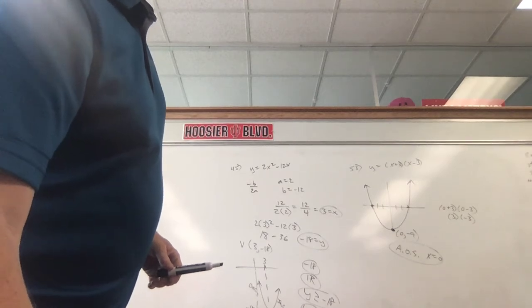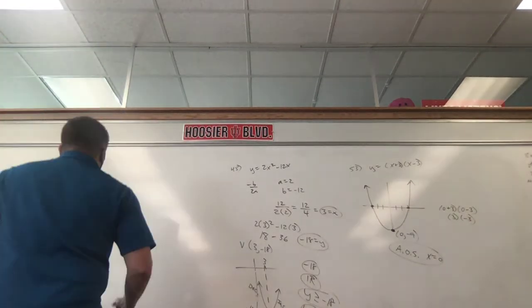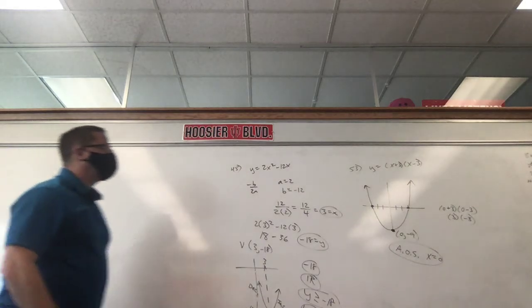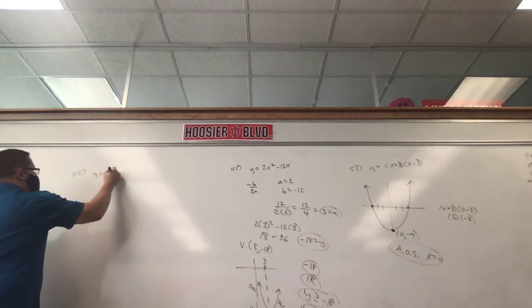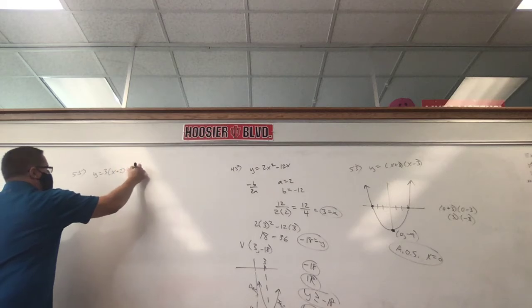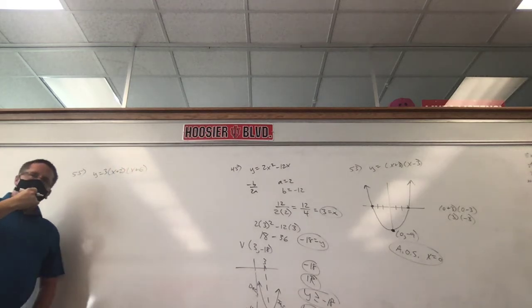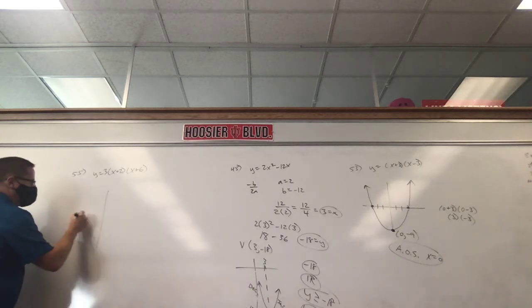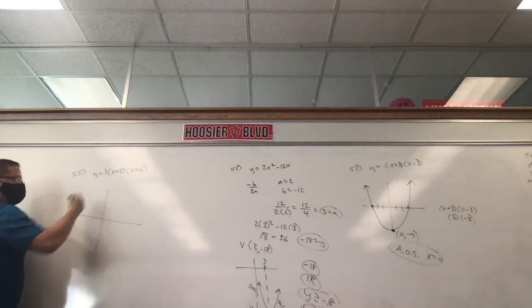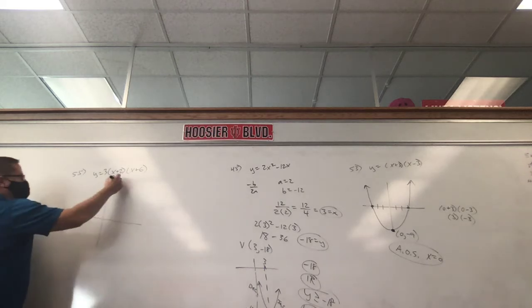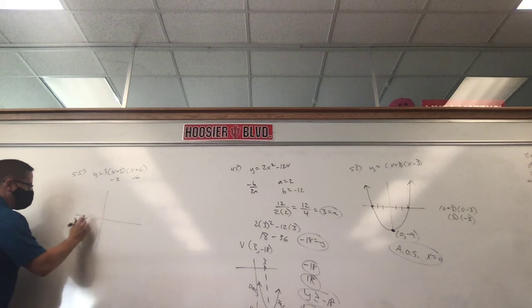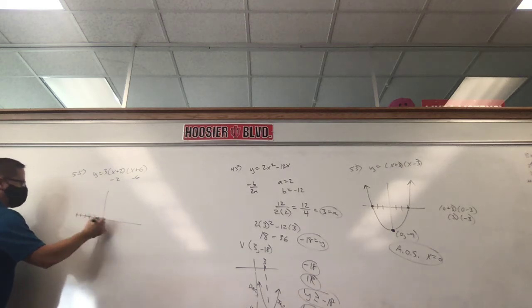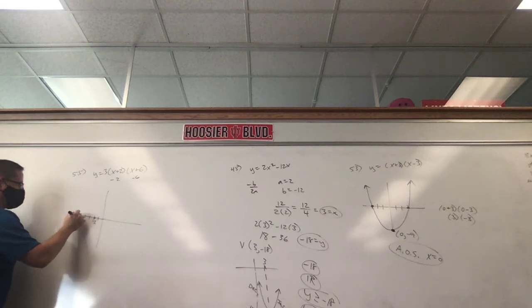Let's do 2 more. It's 55. All right, so what do we have here? 3 times (x plus 2) times (x plus 6). Okay? So, where does this touch the x-axis? Think of what Garrett said. -2, -6. Opposites. Okay? So we're at -2 and at -6.